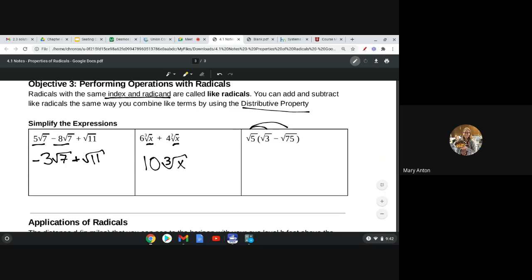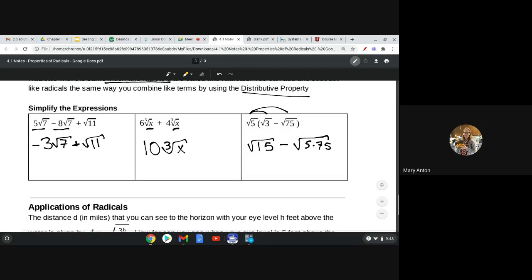Root 5 times root 3. Should I just write that out just like that, or do you want me to write out root 15? What makes more sense to you? That's okay with you? Okay. So this is root 15 minus, whoa, can I just write 5 times 75? Just for now. Okay. Yep.